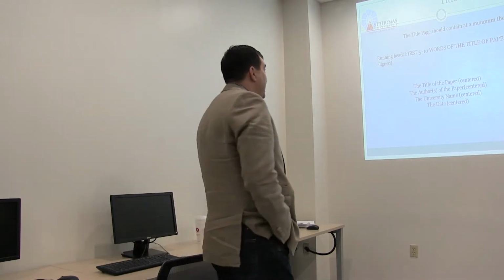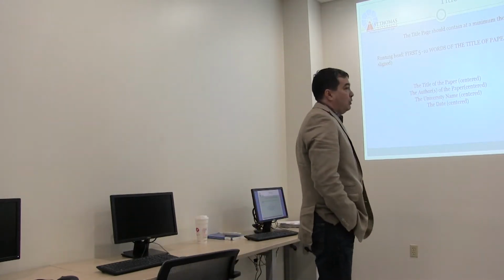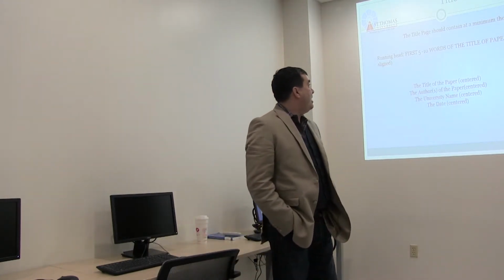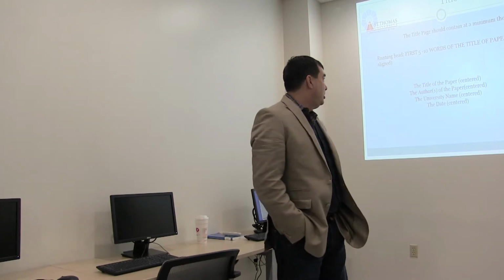Your title page. An APA paper always has a title page. And this is basically how it looks. You have your running head, which is the first 5 to 10 words of the paper. And then the title of your paper, the authors, which is you or everybody in your group, and then, since you're at St. Thomas University, the name and the date.